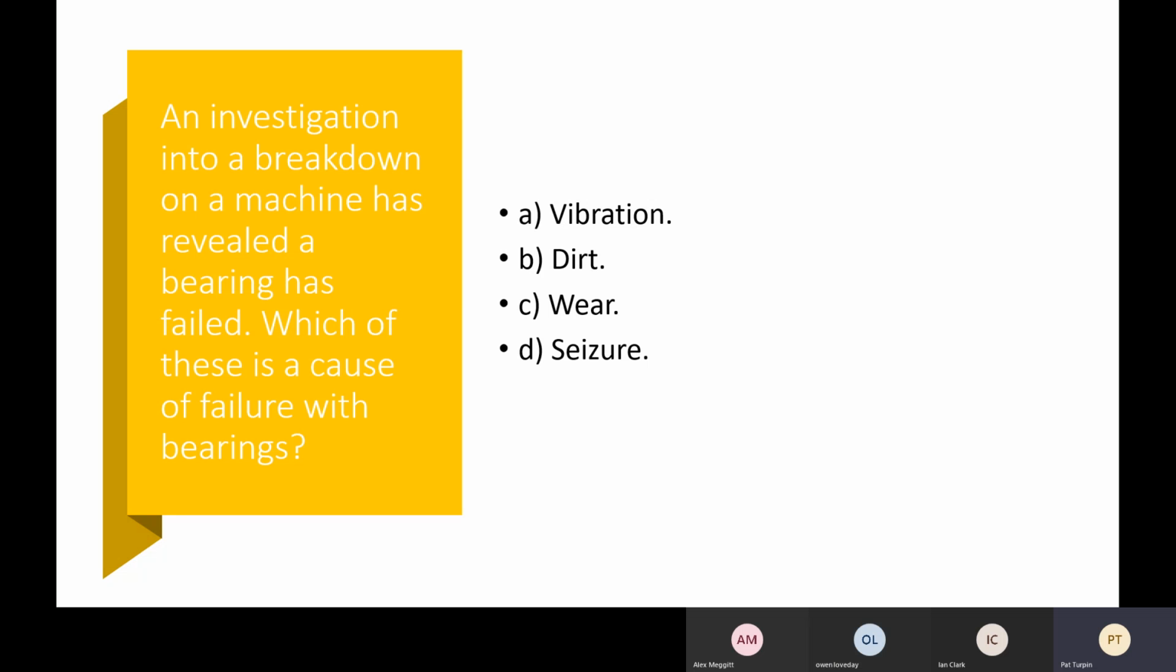What you're looking at really is cause and effect, aren't you? So if you said D, so an investigation revealed the bearing has failed. Which of these is a cause of the failure? Well, seizure, that is the failure, isn't it? So that's the effect. But what caused it to seize? What causes it to vibrate? So realistically, what you're looking at is wear.